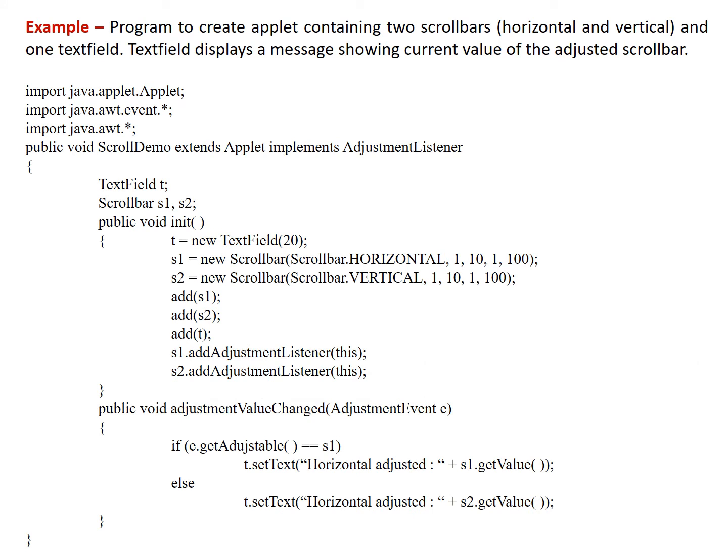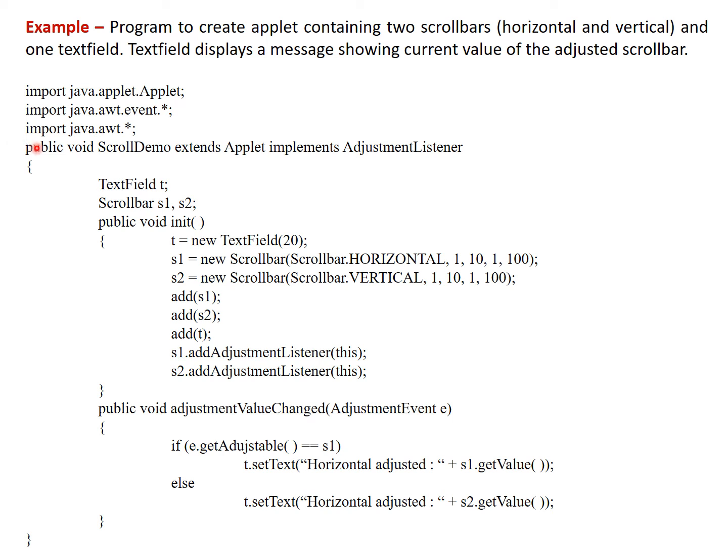We will see one program to create an applet containing two scroll bars, horizontal and vertical, and one text field. The text field displays a message showing current value of the adjusted scroll bar. The first import statement imports the applet class. The next two import statements import the event and AWT packages. Now we declare a class called ScrollDemo, which extends Applet class and implements AdjustmentListener interface.